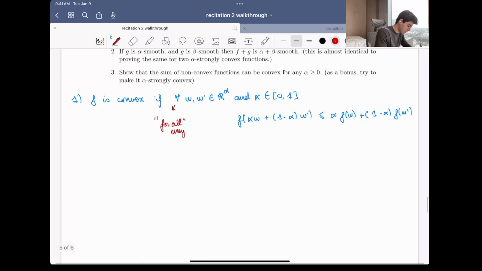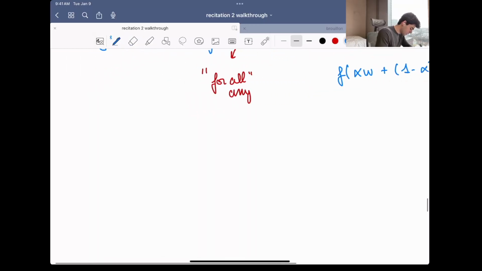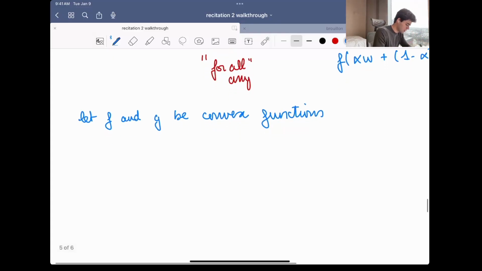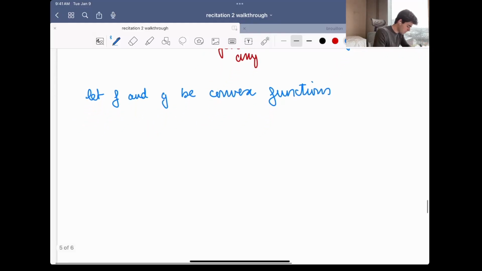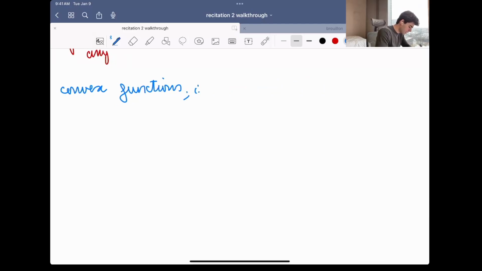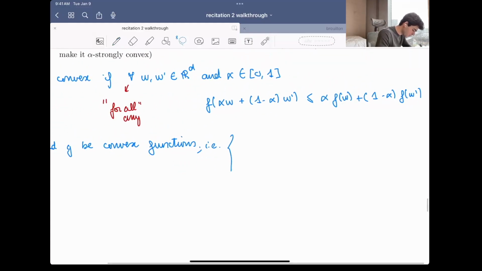So now let's say let f and g be convex functions. And again, I'm not going to write the whole proof in detail because it's going to take a while, like a presentable proof. I just want to make this video short and give the intuitions, but I'll keep a fair amount of detail. So f and g are convex functions, i.e., we have two inequalities that hold.